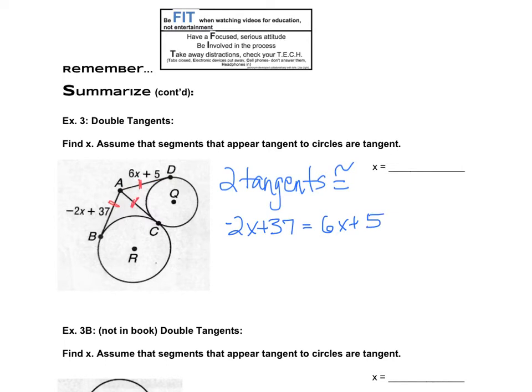Moving our negative 2x over, we get 8x. Moving our 5 over, we get 32 after we subtract, and then solving that equation really easily, x equals 4.